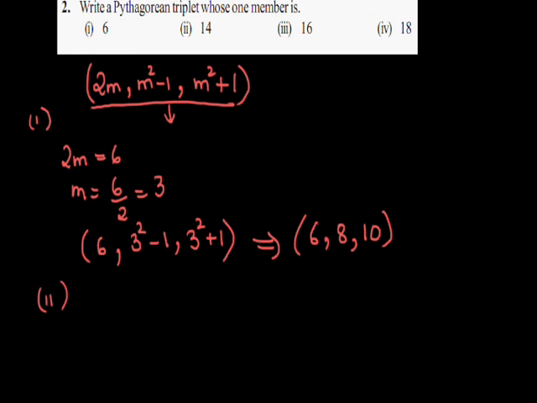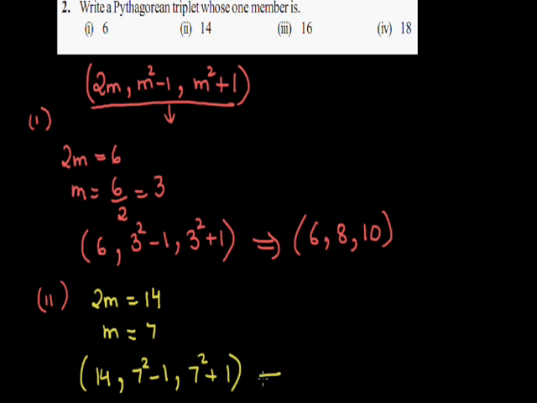Second part. Now in the second part, find the Pythagorean triplet whose one number is 14. Again I can say let 2m is equal to 14. One element is 14, so 2m is equal to 14. So I can derive the value of m, that is 14 upon 2, 7. Again the Pythagorean triplet will be 2m, that is 14, comma m square minus 1, that is 7 square minus 1, comma 7 square plus 1. So the Pythagorean triplet will become 14, comma 48, comma 50.